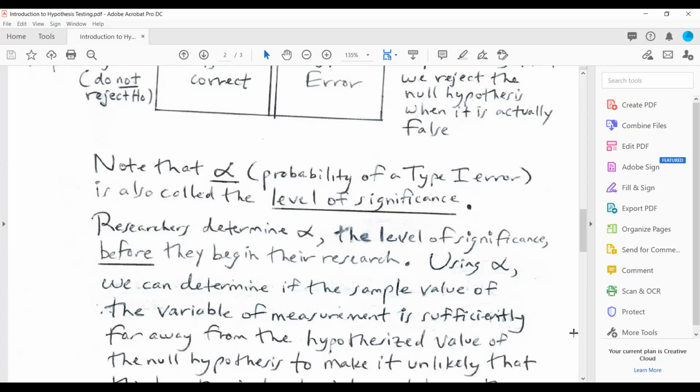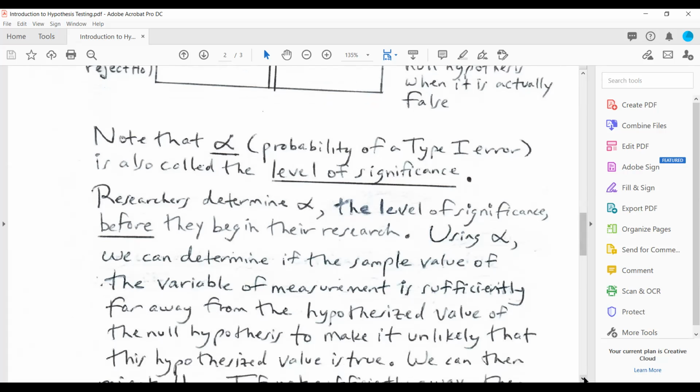So what happens in reality is a researcher is going to determine this alpha up front before they do the research. Now, typically in different fields of study, there's a standard alpha that's picked by researchers in that field. Many fields pick 0.05 or a 5% level of significance, but there could be some fields, in the sciences especially, where you pick a 1% level of significance. But you do this before you begin your research. That's typically when you do it.